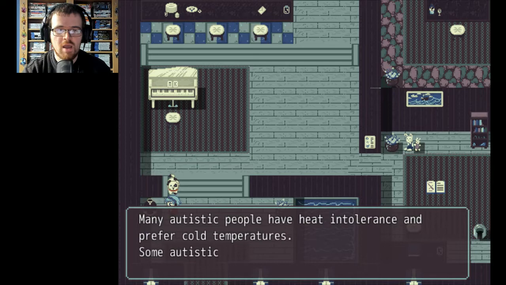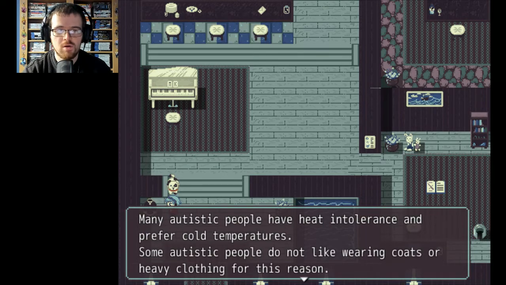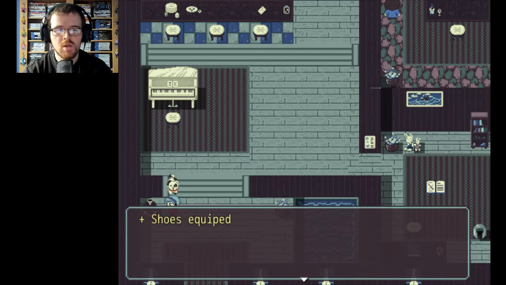Many autistic people have heat intolerance and prefer cold temperatures. Yes! My other problem is that I'm overweight, but okay, let's just see this. Have heat intolerance and prefer cold temperatures. Some autistic people do not like wearing coats or heavy clothing for this reason. Shoes equipped.